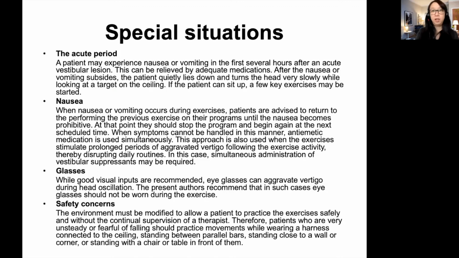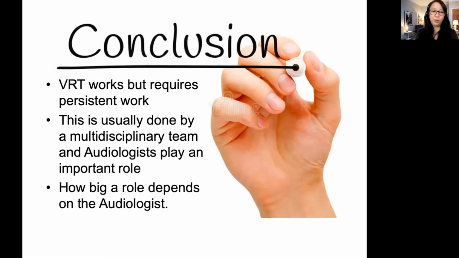Safety concerns, if they feel really not stable and they need to do the exercises at home, always make sure that they have family or friends around them so that when they do it, if they were to fall, someone can help them. So, conclusion. VRT works, but requires persistent work. All right. So you can guide them to do it. You can also encourage them to continue to do it if you are not the main therapist. Yeah. As we know, VRT is usually done by a multidisciplinary team, and audiologists play a very important role. Yeah. And how big a role depends on you.